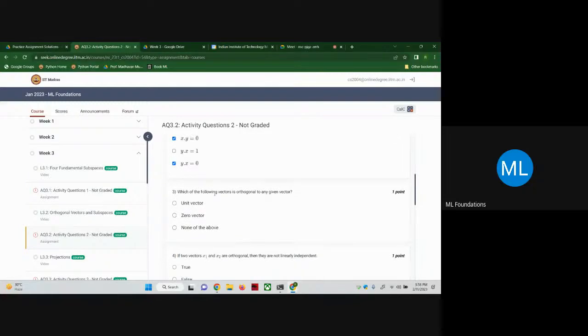Which of the following vectors is orthogonal to any given vector? The 0 vector is orthogonal to any given vector because A transpose 0 vector will always be 0.